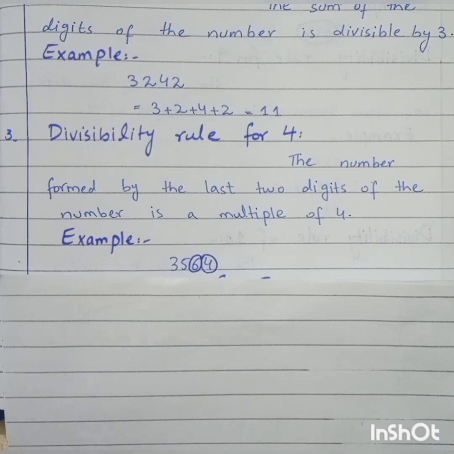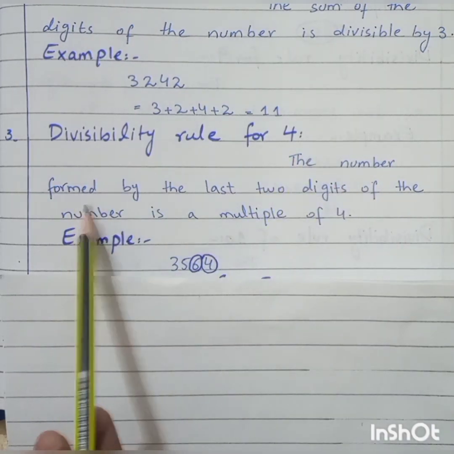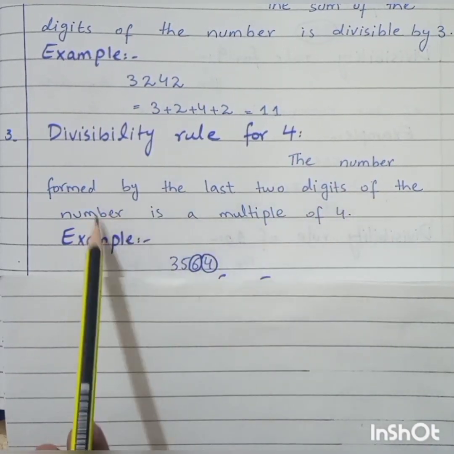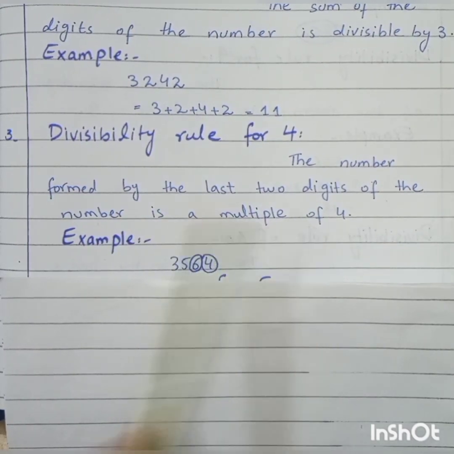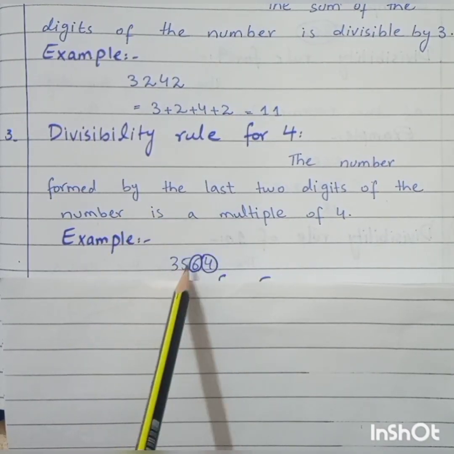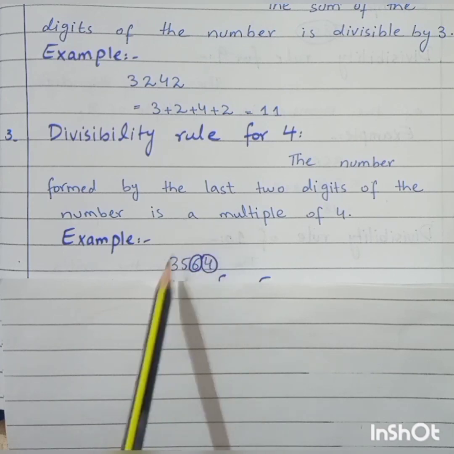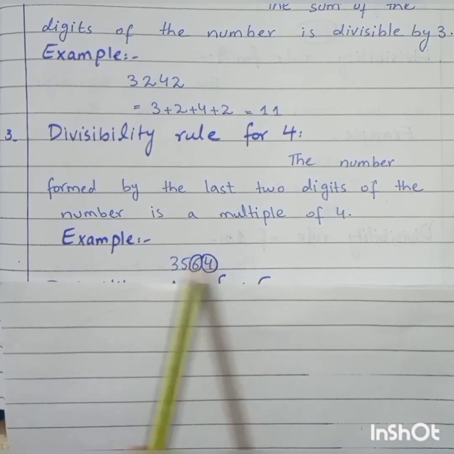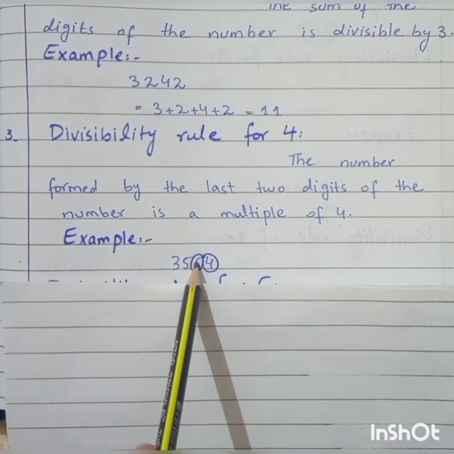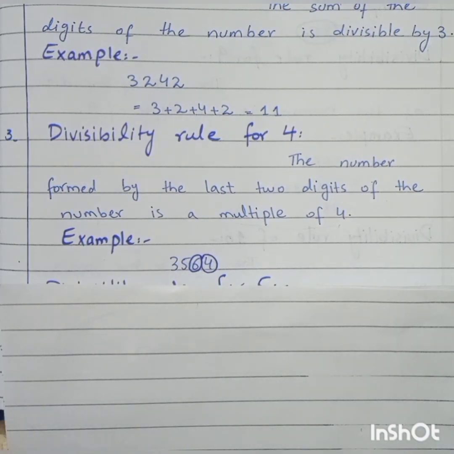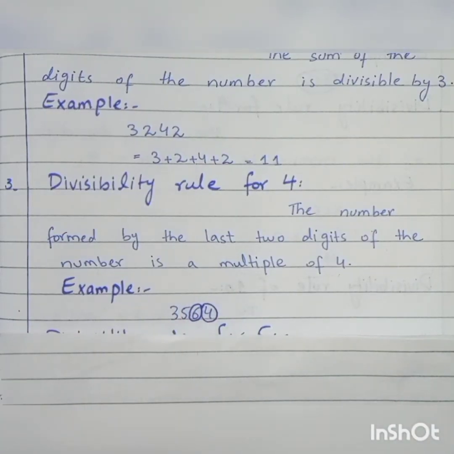The next divisibility rule for 4: the number formed by the last two digits of the number is a multiple of 4. The number is 3564 and the last two digits are 64, and 64 is a multiple of 4, so we can say that this number 3564 is divisible by 4.